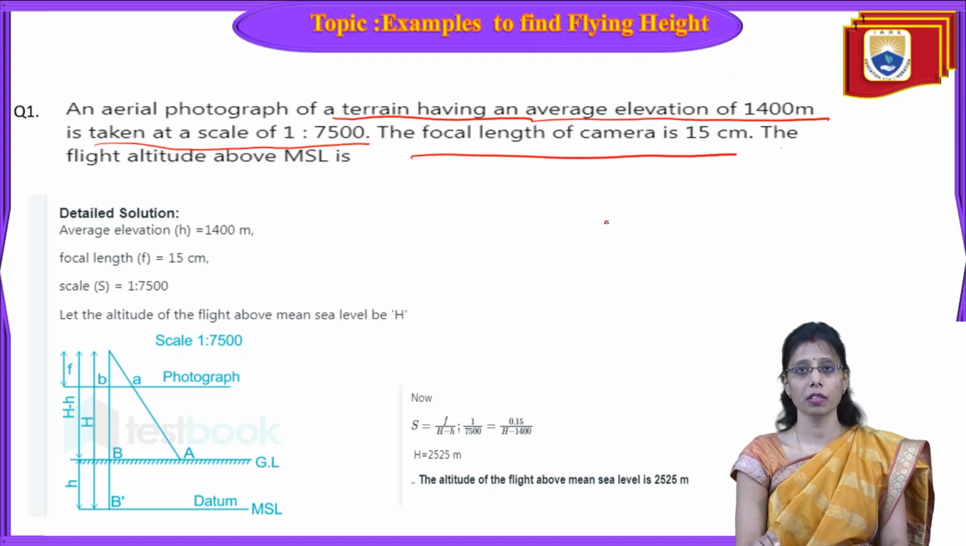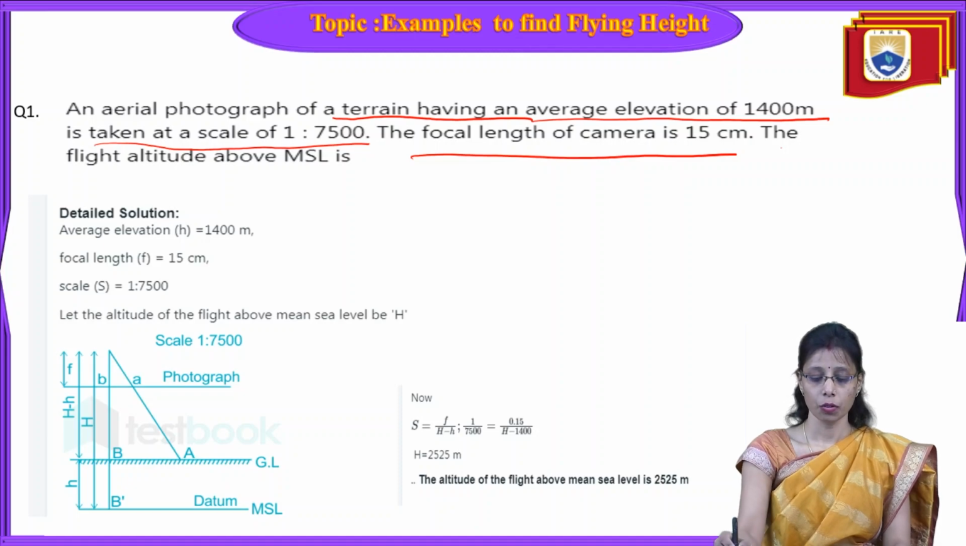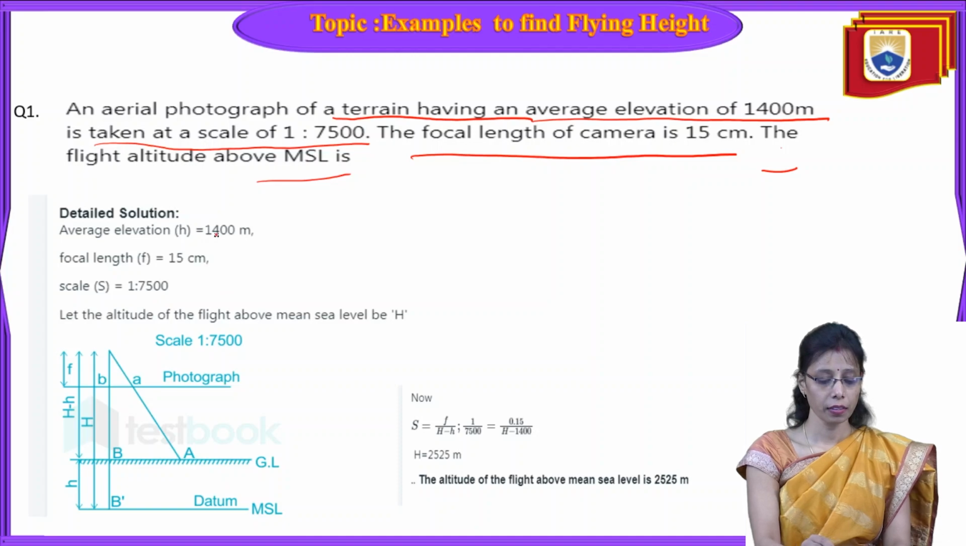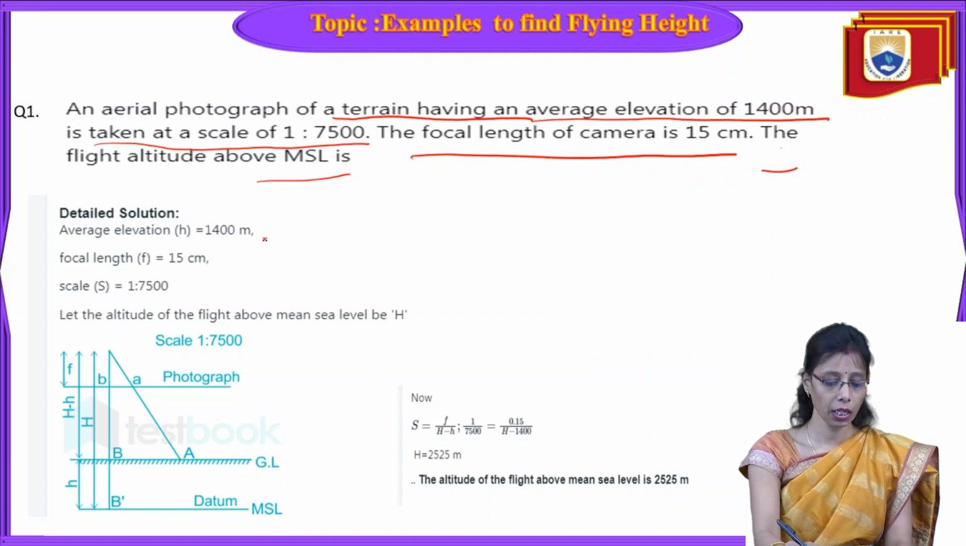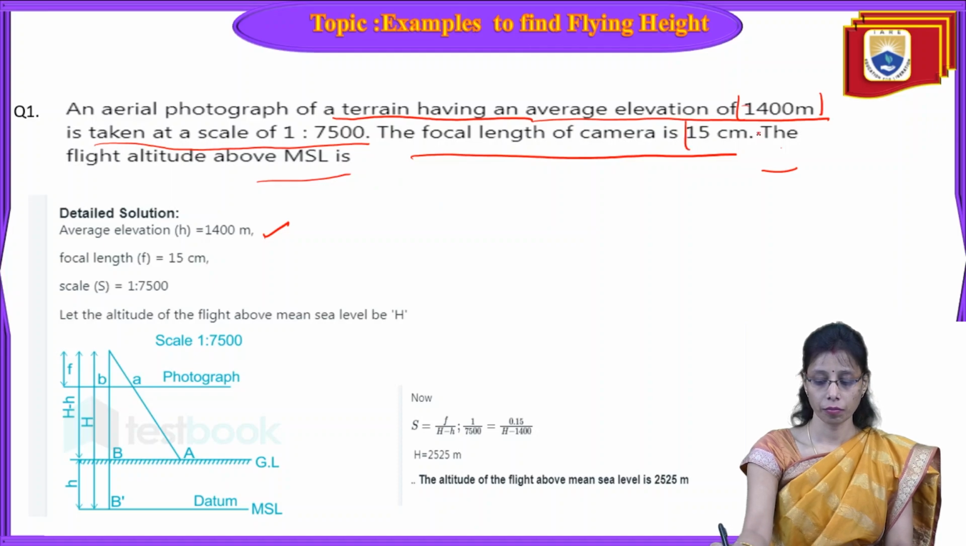So as we have discussed in the previous slide, if you know the focal length of the camera, we are able to find the scale. We are able to find even the flying height of the plane. So the flying altitude above the mean sea level is... Now we have to find the solution. For example, what is the average elevation? 1400 meters. Okay. Focal length is 15 centimeters.